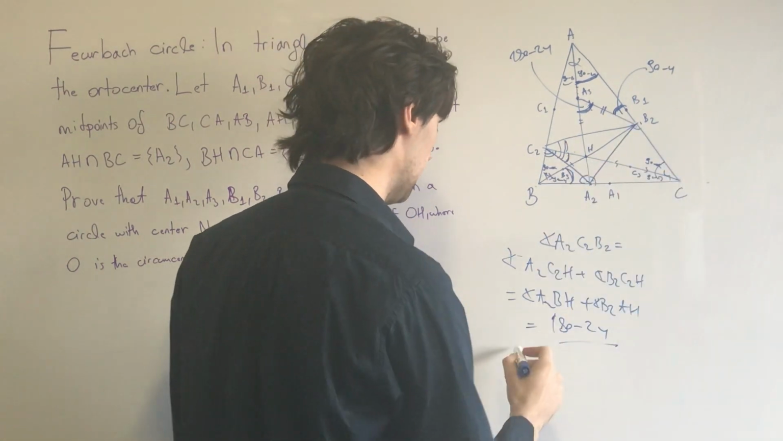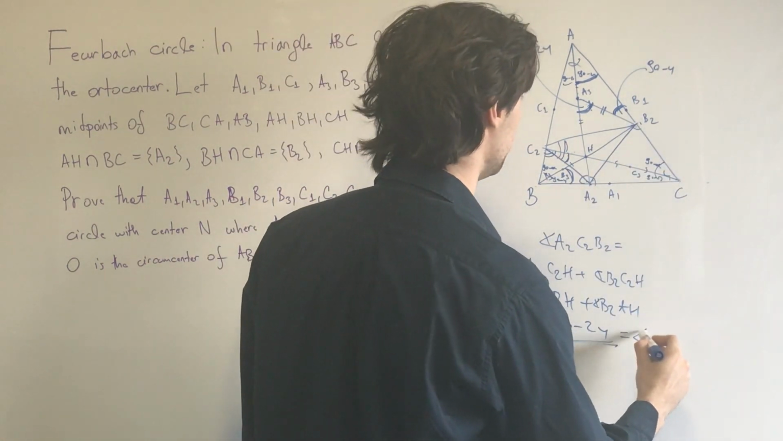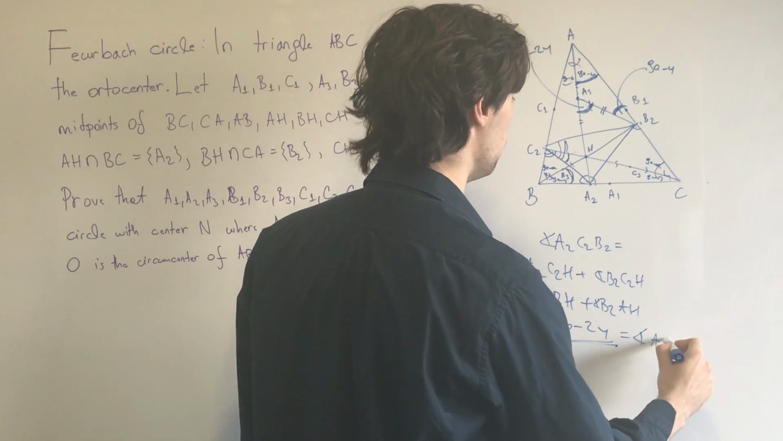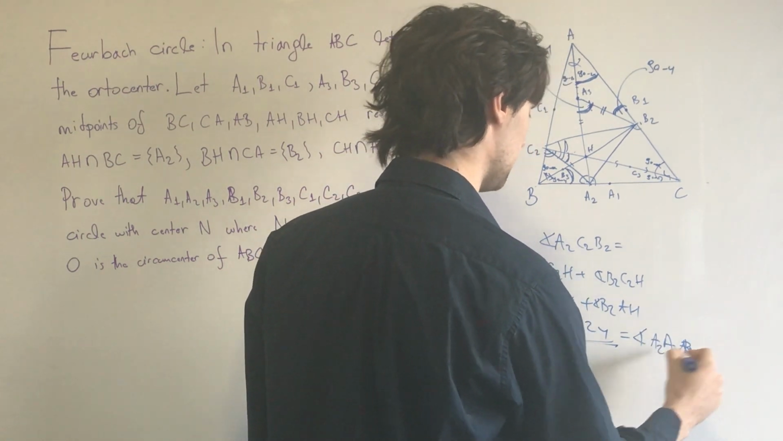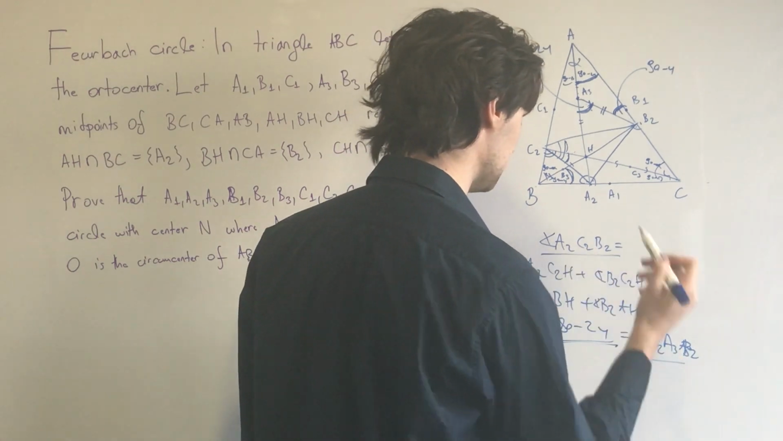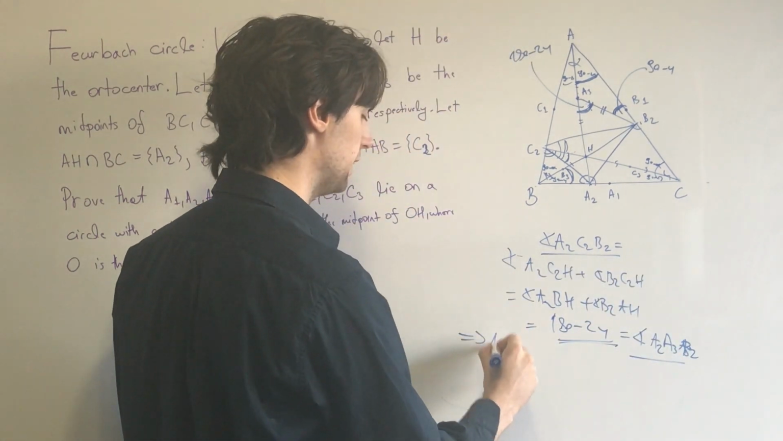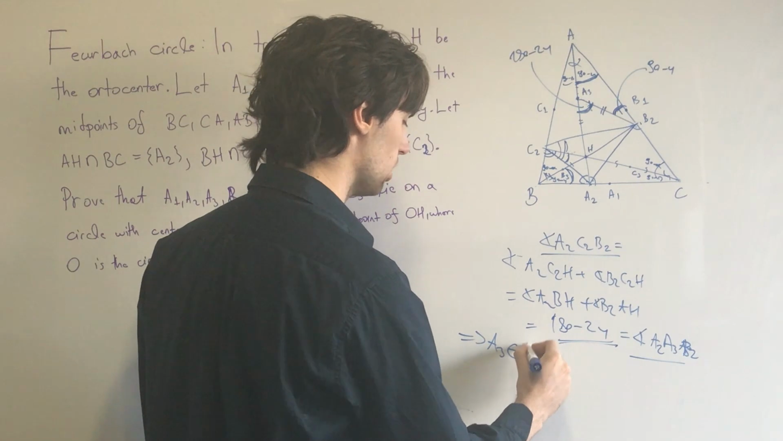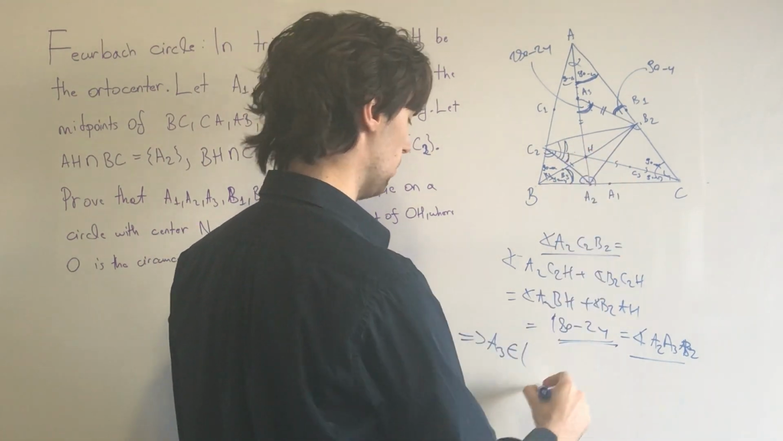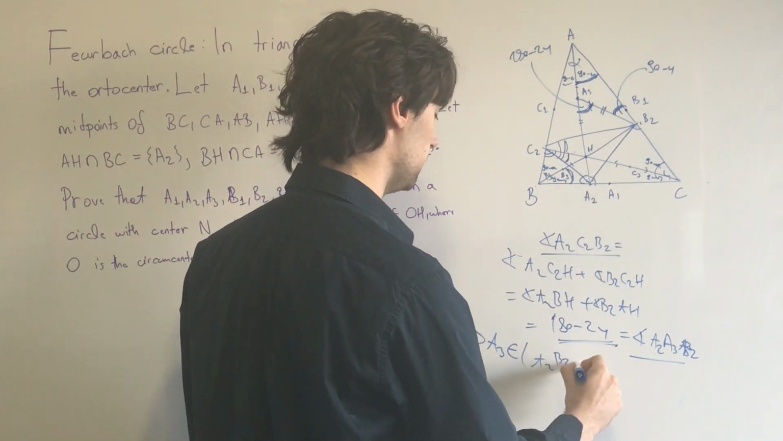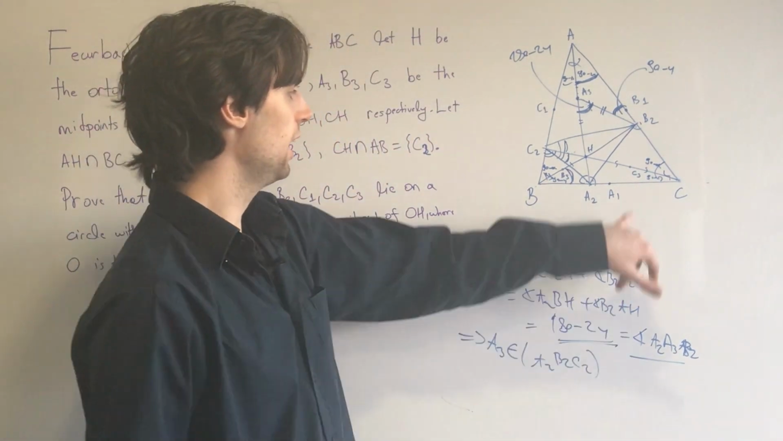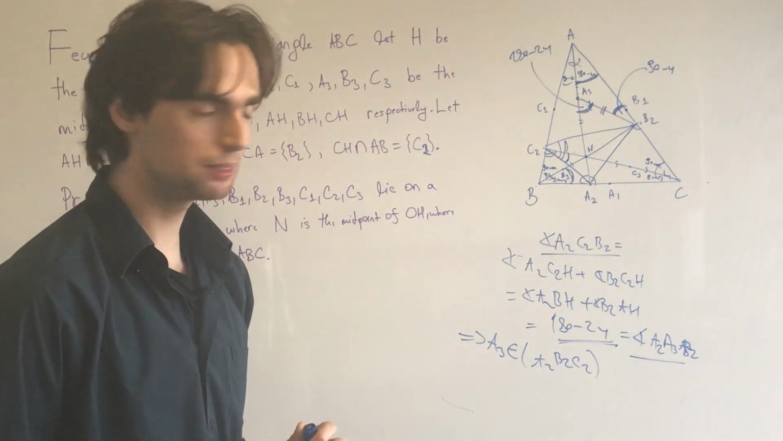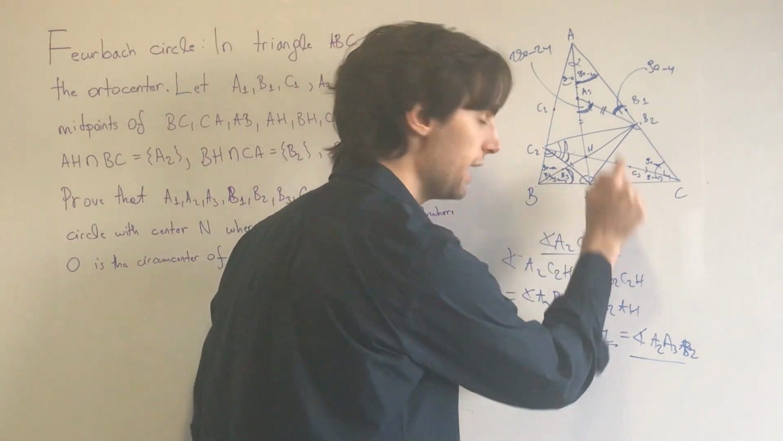In other words, we have from here, this is equal to the angle A2, A3, B2. And now from here, because this is equal to this, we have that A3 is also part of the circumcircle around A2, B2, C2. Now that we have this, I invite you to pause for 10 minutes and figure out how we're going to do A1.